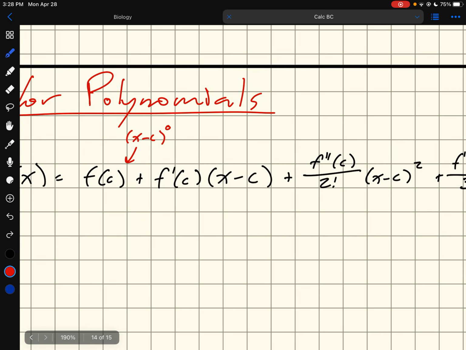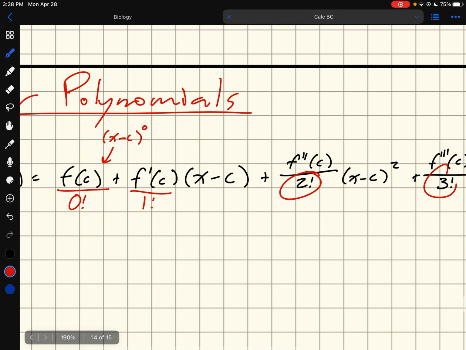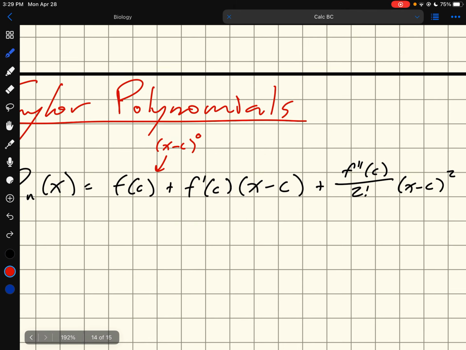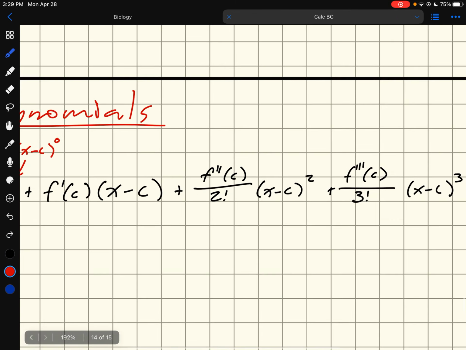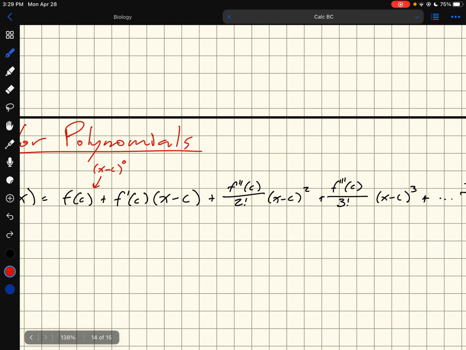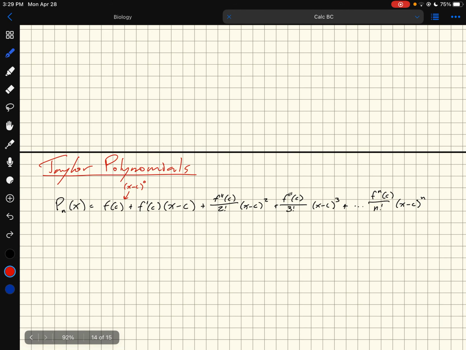And then in the denominator of all of these, you have 0 factorial, 1 factorial, 2 factorial, 3 factorial, and so on. So the three components you want to remember are the function, the x minus c, and the factorial. That is in every single one of the terms, just sometimes it's hidden because it would be redundant to write a 1 factorial here. So that is the format of a Taylor polynomial.